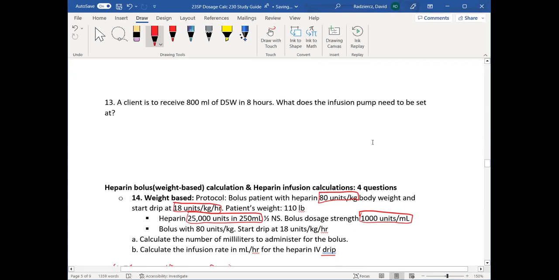All right, so 800 milliliters, 8 hours. What do you think that infusion rate would be? You can just type it into the chat. Or what do you know the infusion rate to be? Good job. Got it. Yeah, so this is just a matter of taking your 800 milliliters over 8 hours. You hope for a question like this, right? So 100 milliliters per hour.